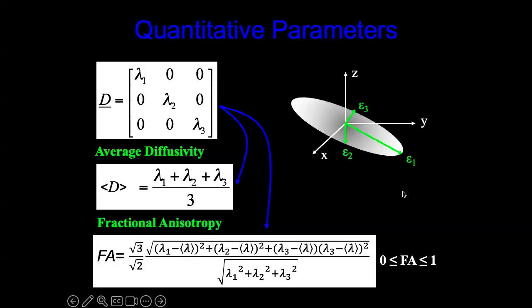And once we have this, then we can do some things that you're probably familiar with if you've looked at any diffusion literature. So we can take this and calculate our average diffusivity. Sometimes they call this the trace of the diffusion tensor. So this is just the average of those eigenvalues. We can also say how different these eigenvalues are. That tells us something about the shape of this ellipsoid, and that's the fractional anisotropy.